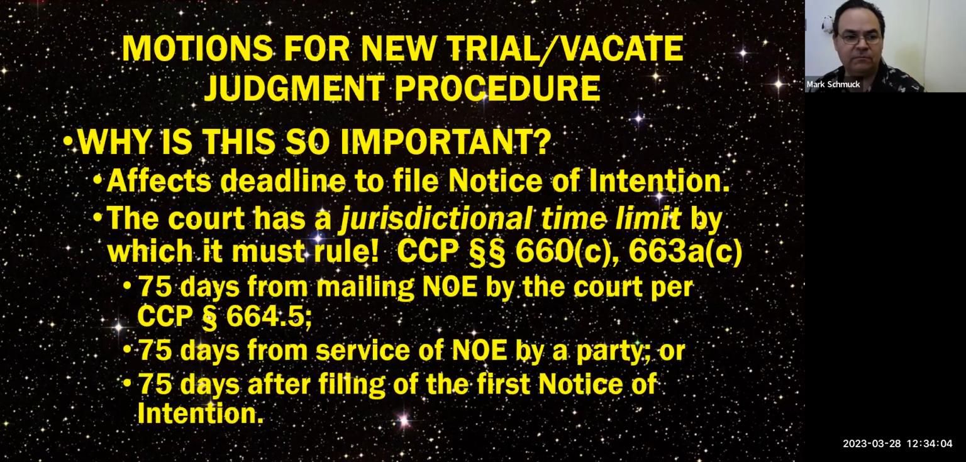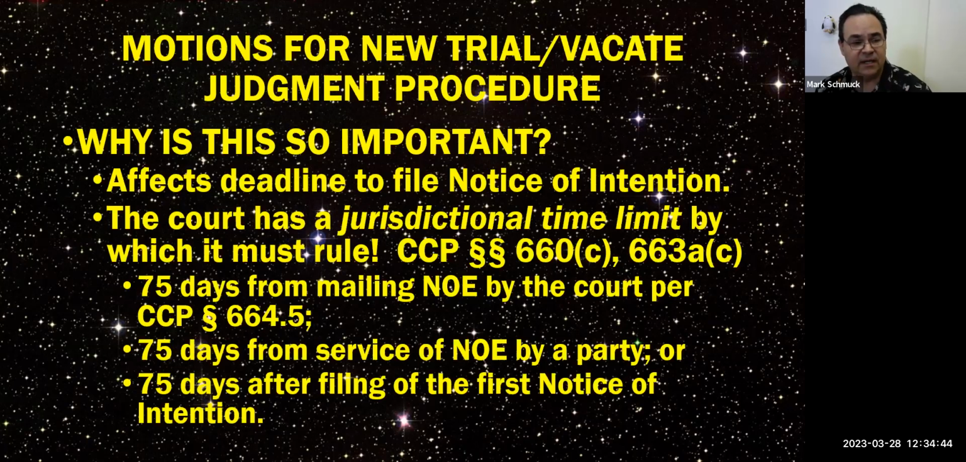So why is it so important? We talked about the effects on the deadline to file a notice of intention. And also on the back end, the court has a jurisdictional time limit by which it must rule on a motion for a new trial or vacate the judgment. And that jurisdictional deadline is 75 days from mailing of notice of entry by the court pursuant to 664.5, or 75 days from service of the notice of entry by a party, or 75 days after the filing of the first notice of intention.